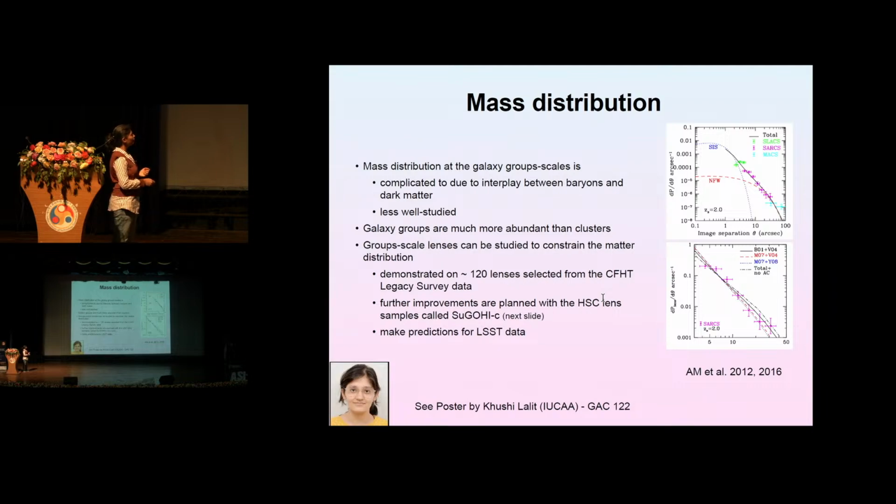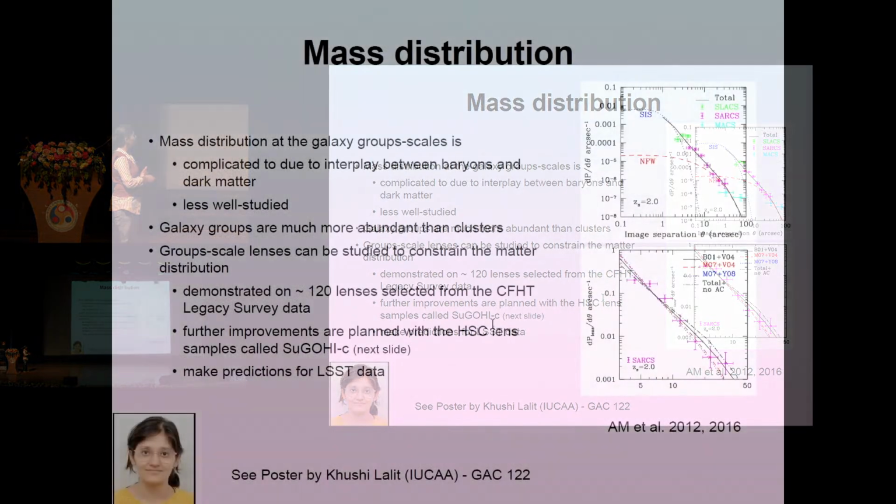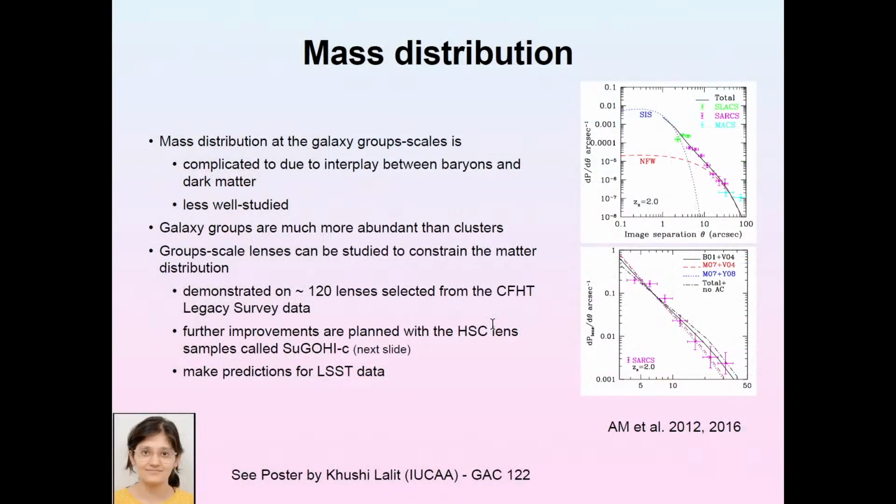And so if we can do this with larger samples, then we can get much better constraints. So the plan is to do this with the current sample of HSC lenses, the SuGOHI sample, and then in the near future, we also want to make some predictions and tests for the Rubin LSST data. You can also see a poster by Khushi Lalit, who's working on this project.